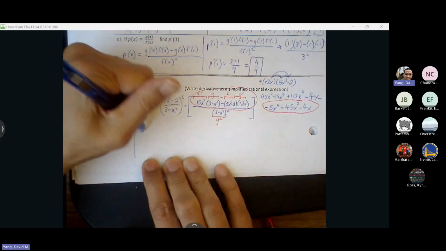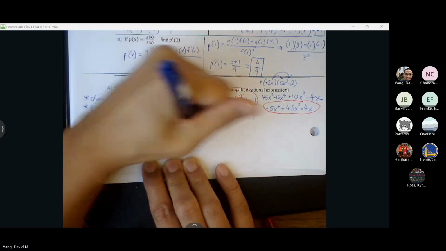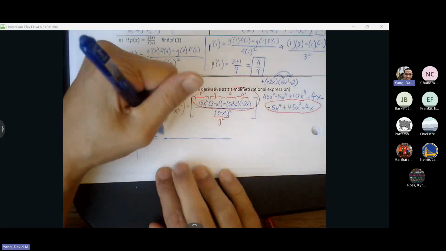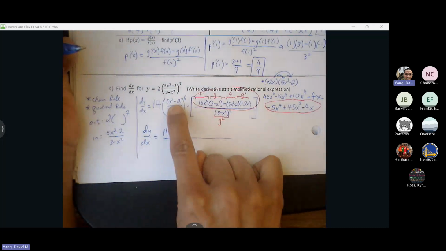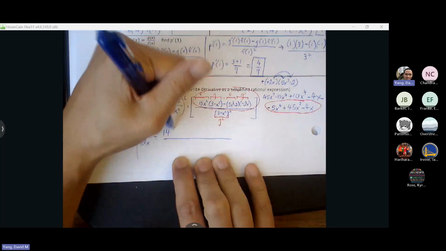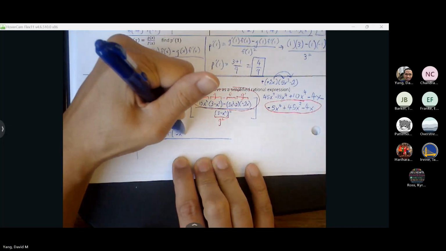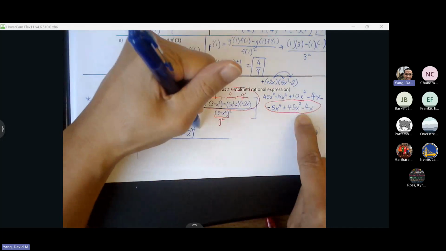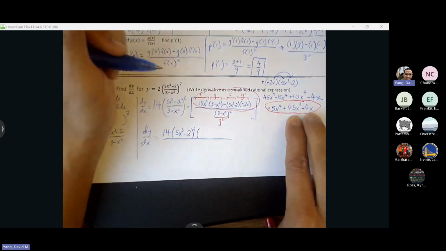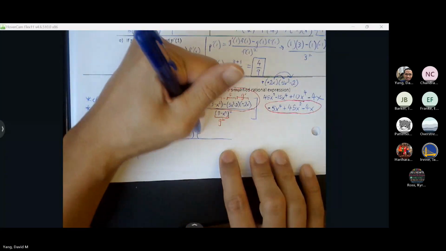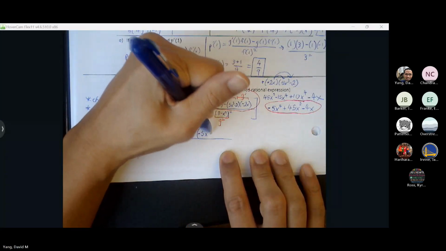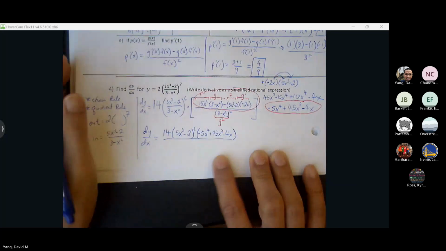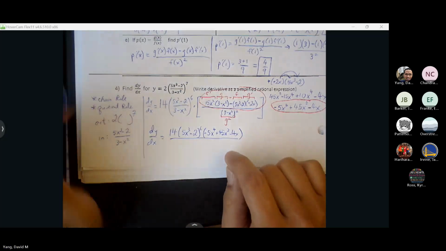Okay, so I'm going to put it all under one fraction here. Numerator goes up top, denominator goes below. So 14 stays up top. 5x cubed minus 2 to the 6th, that goes up top as well. And this whole mess we found to be negative 5x to the 4th plus 45x squared minus 4x, that goes up top as well. Okay, all over my denominator.